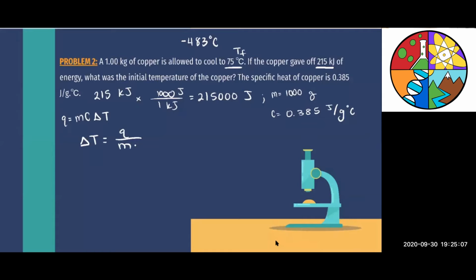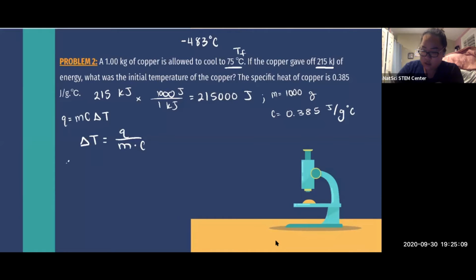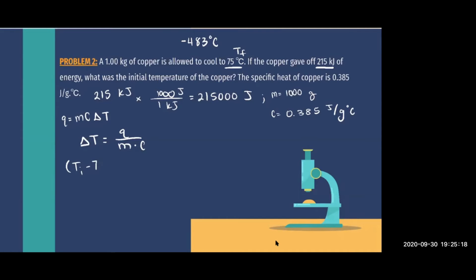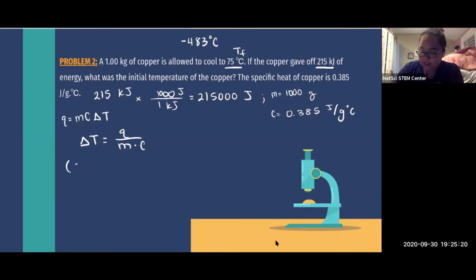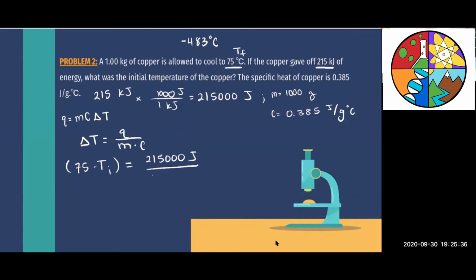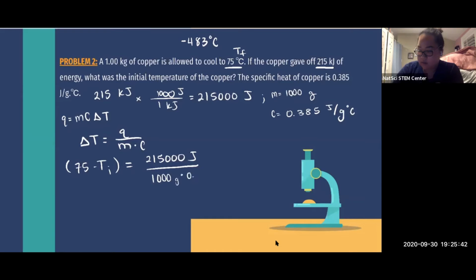So if you do that, we have delta T equal. You can just go T final minus T initial, which is 75 minus T initial. Equals your Q, which is 5,000 joules, over your M, 1,000, times 0.3.